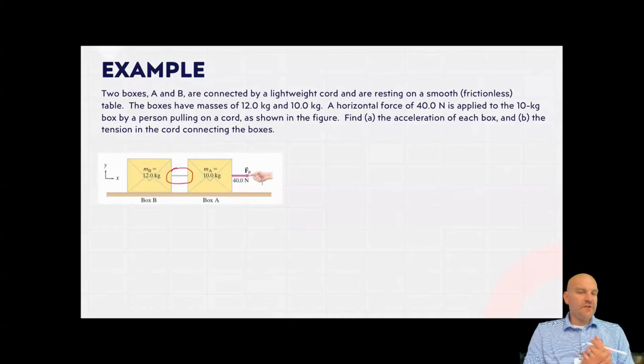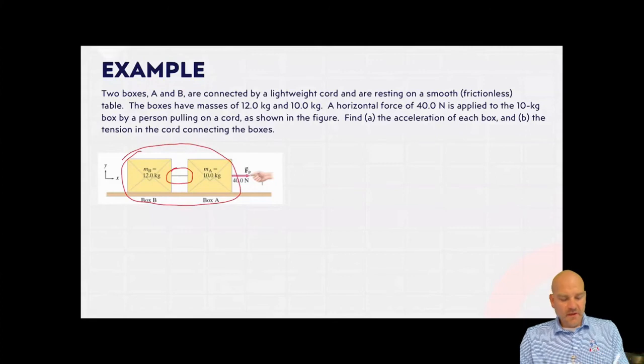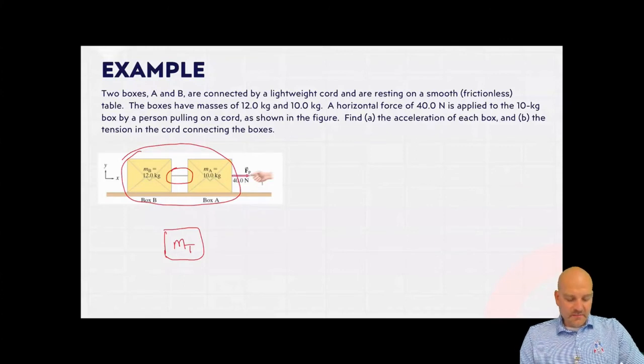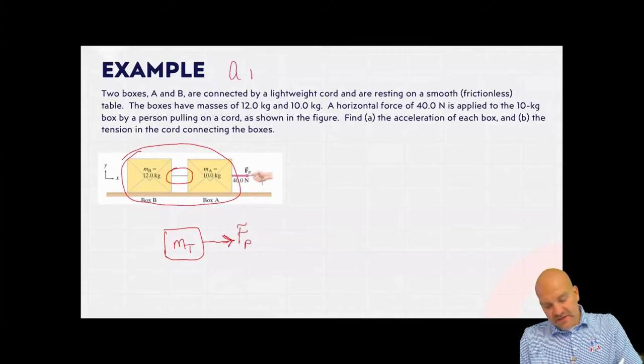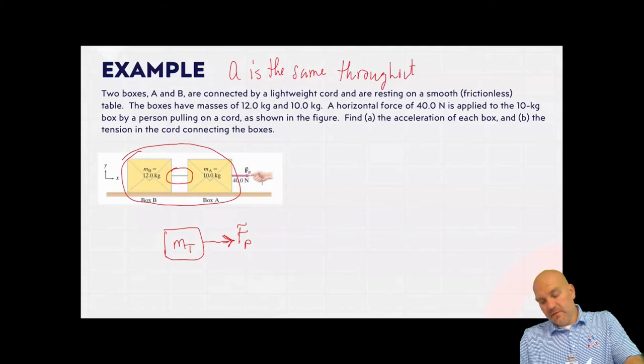Okay. So there are various approaches that you can do for this problem. And again, if you go back to the system, I'm going to say these two boxes are my system. And so my free body diagram that I'm going to draw is going to be my total mass. And so what is affecting my total mass? Well, it's going to be that F pull. And the reason why we want to look at it as a system is because acceleration is the same for each inside the system. So the acceleration is the same throughout the system.